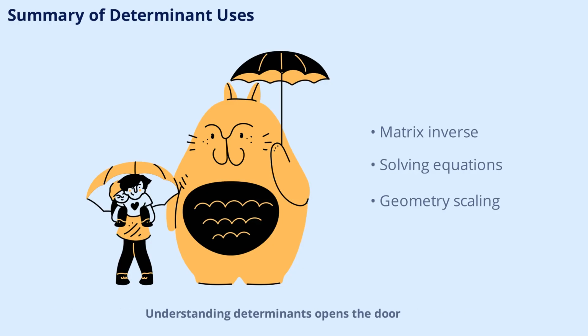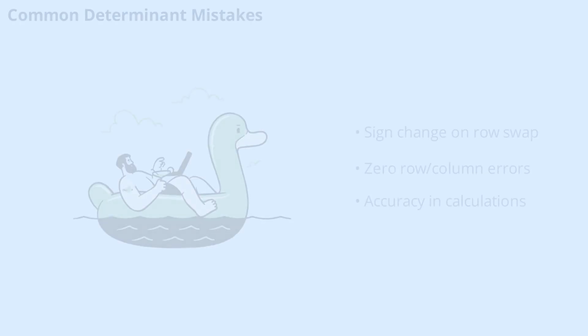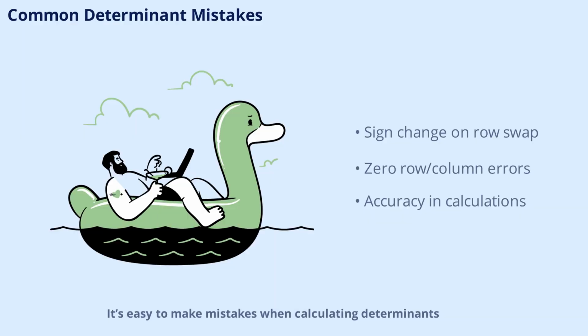Understanding determinants opens the door to many mathematical and practical applications. It's easy to make mistakes when calculating determinants, especially with larger matrices. Common errors include forgetting to change the sign when swapping rows or missing zeros in rows or columns. Being aware of these pitfalls helps you avoid errors and ensures accurate results in your calculations.